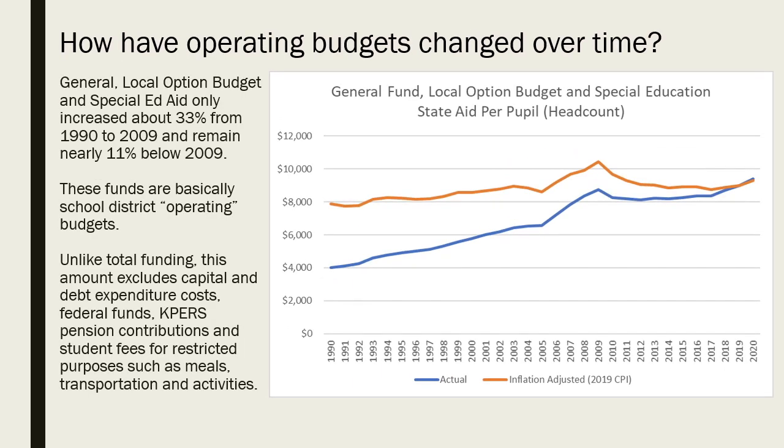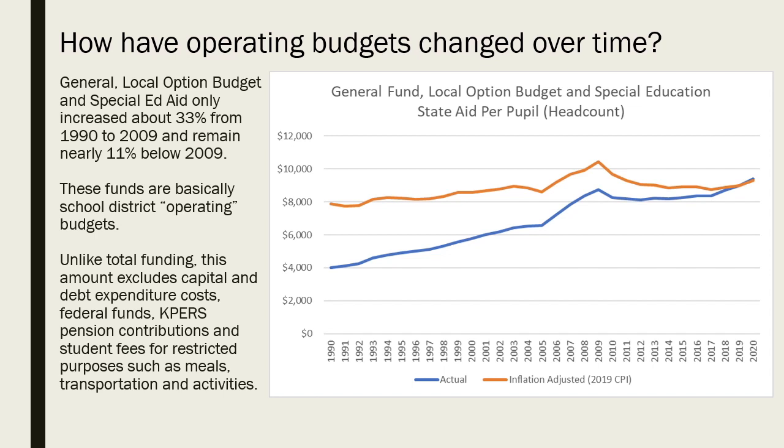The previous information talked about all revenues and expenditures. Let's look a little closer at those funds that districts have for their general operating budgets for the educational programs they provide from the state and local levels. This is their general fund budget, local option budget, and special education state aid. These funds increased about 33% from 1990 to 2009 and remain nearly 11% below the 2009 level.